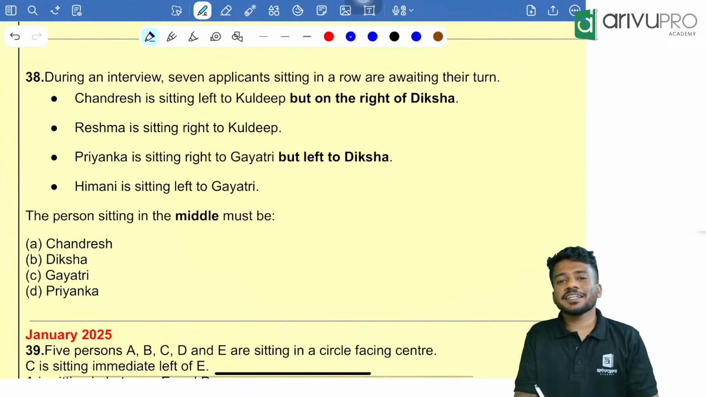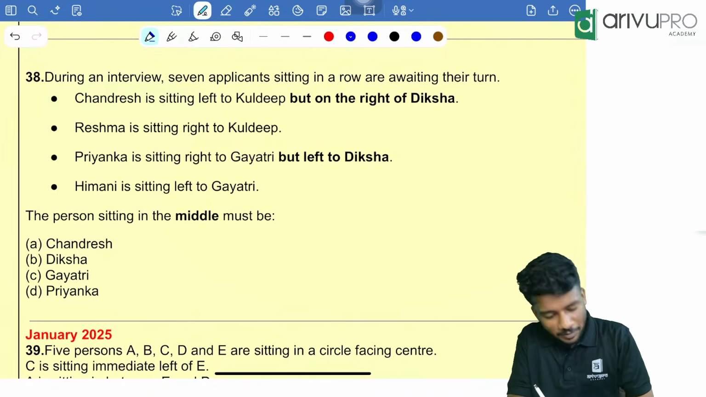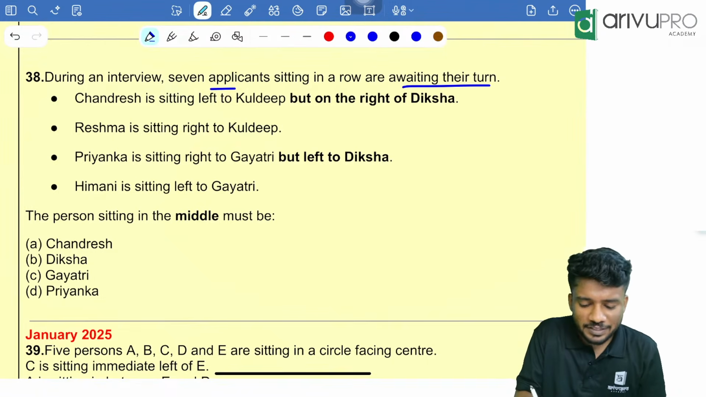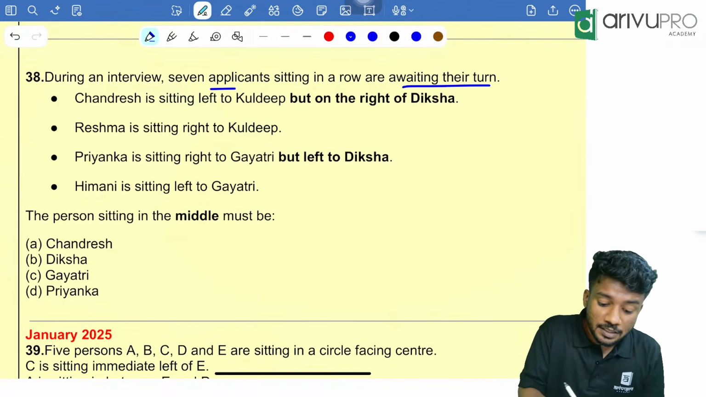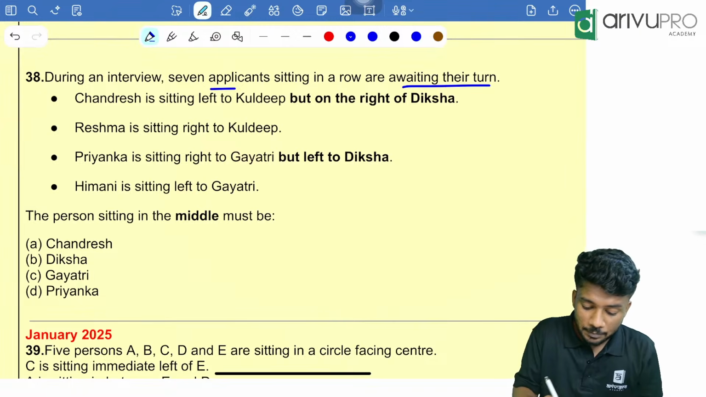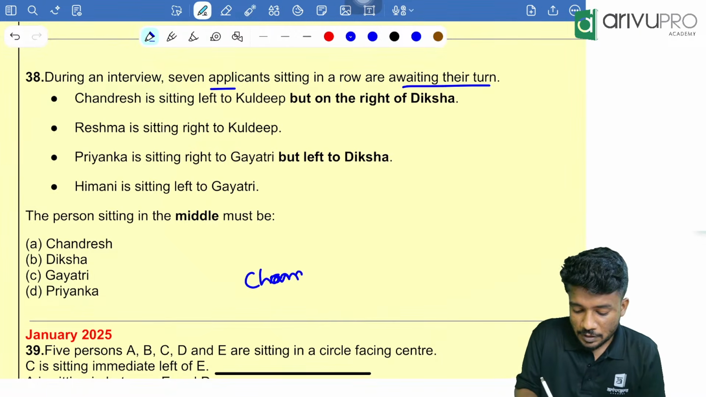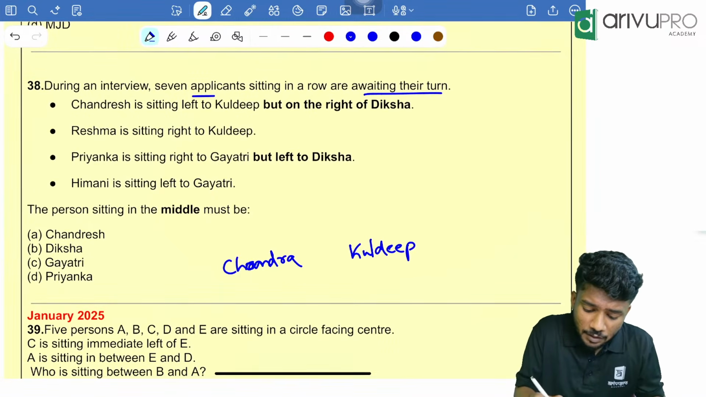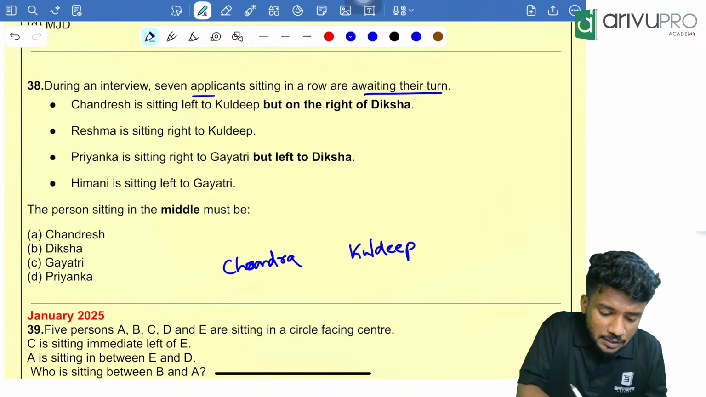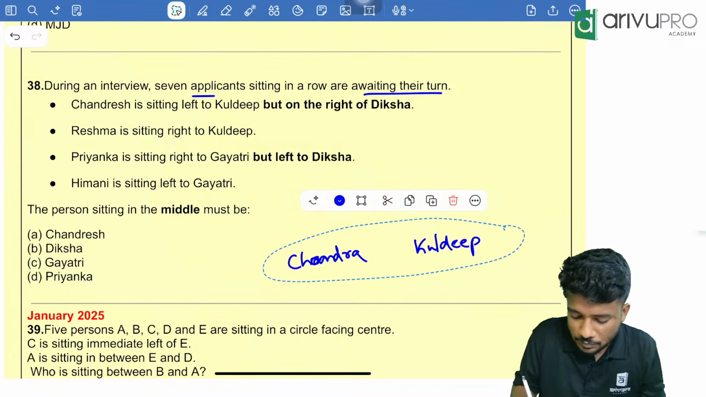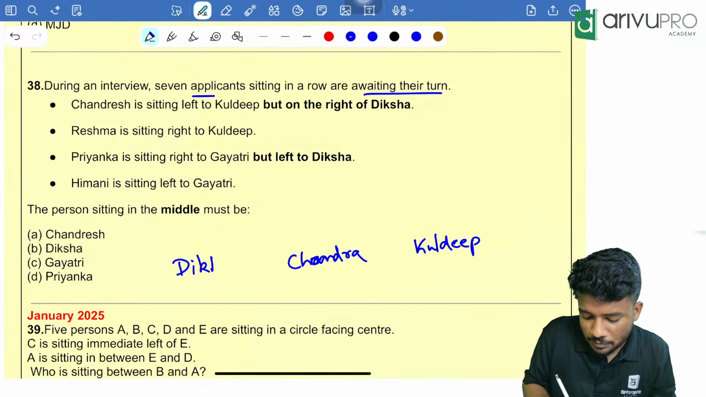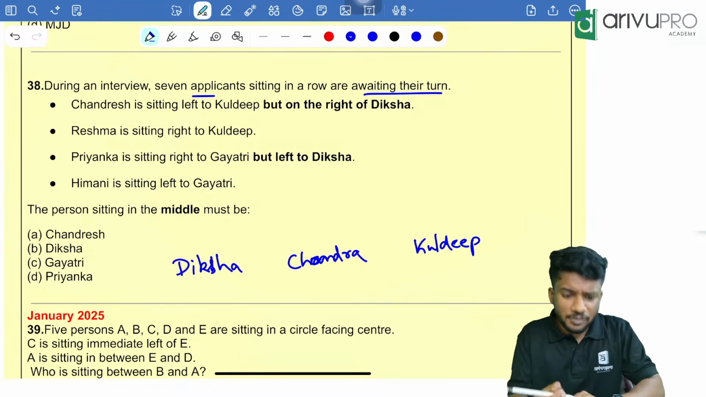Now 38th question, the last one from the September 2024 attempt. During an interview, 7 applicants are sitting in a row facing, waiting their turn. Chandra is sitting left of Kuldeep, but on the right of Diksha. So Diksha is somewhere over here. Chandra is sitting right of Diksha.